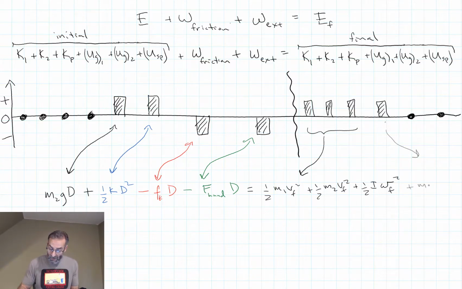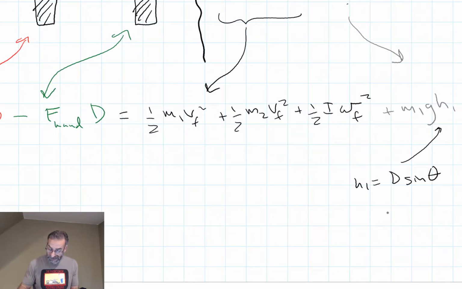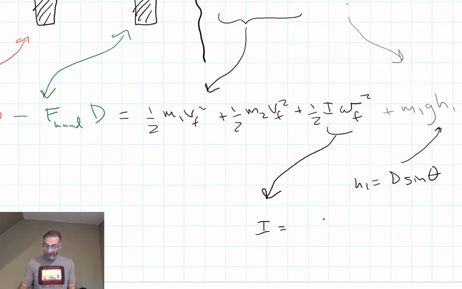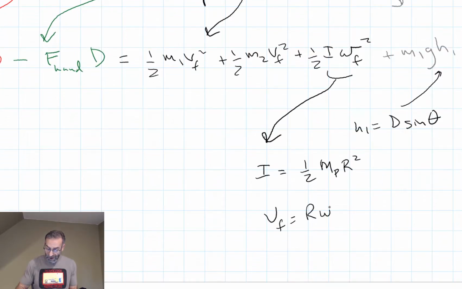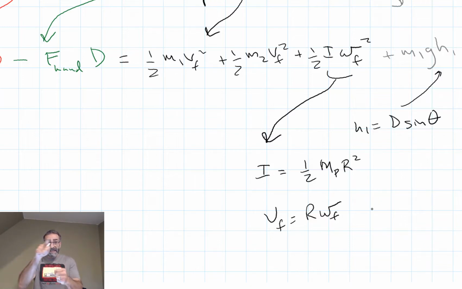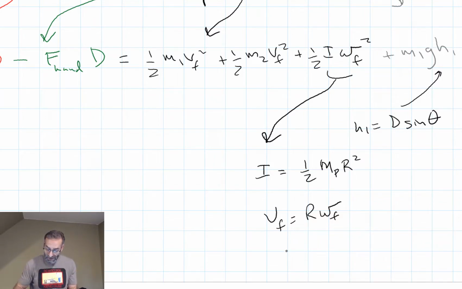I've got UG1, that's m1 g h1, which I found earlier, d sine theta. I have an I here and an omega. The pulley is a solid disk, so I is 1/2 the mass of the pulley times the radius squared. And omega and v are linked together. v is equal to r omega because this velocity is the velocity of the masses. Well, that's also the velocity of the rope. And the rope goes over the rim of the pulley. And what's the tangential velocity at the rim of the pulley? It's r omega. So omega is equal to v final over r.